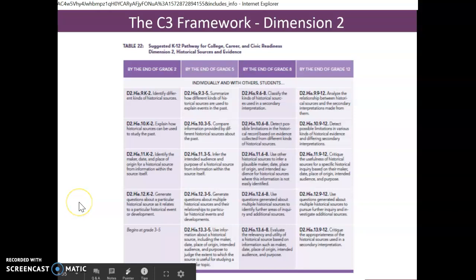So getting started, this is the C3 framework dimension 2, and what you're going to notice in this, and this is in your participant guide, is that this is all about sourcing and how they can interpret documents. So this, layered with the SHEG resources that we use from Beyond the Bubble, is a great resource to have on hand when you're creating rubrics and designing lessons on sourcing for your students.